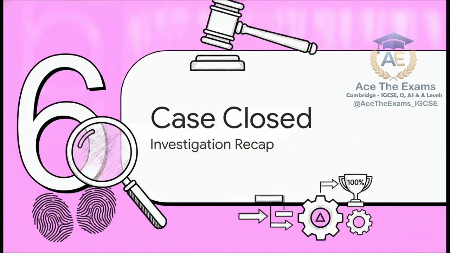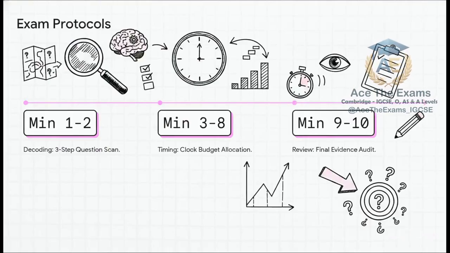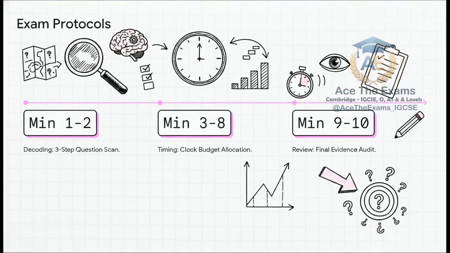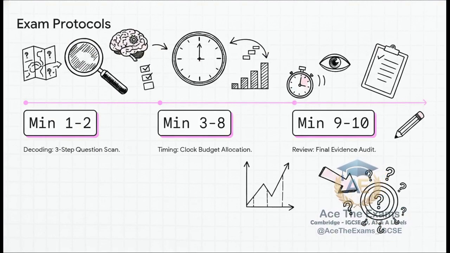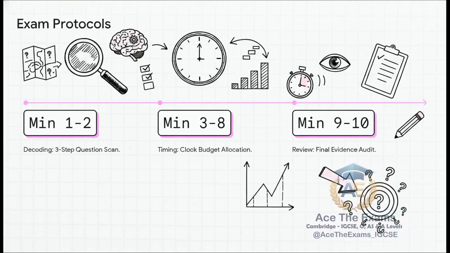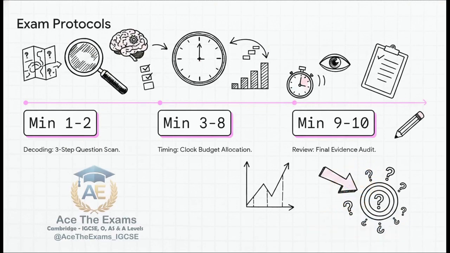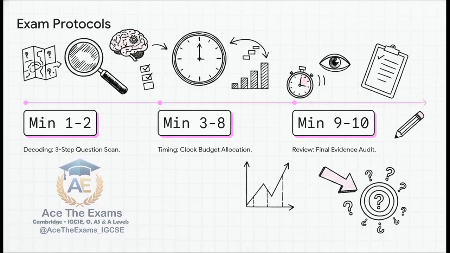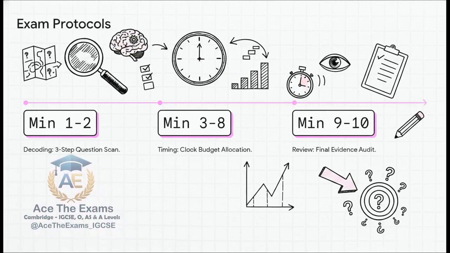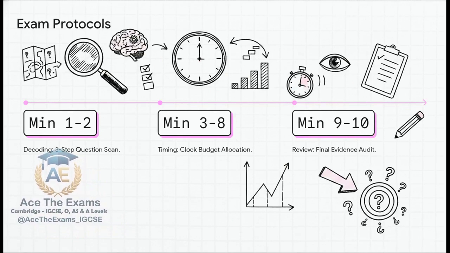Section 6, Case Closed. Let's do the final investigation recap. Excellent forensic work today, team. Let's compile our final, high-scoring protocols to ensure you achieve that 100% case resolution score on exam day. To guarantee success in every single differentiation question you face, you must always follow these 3 chronological rules. Phase 1, decoding. Always execute a 3-step question scan. Extract the hard data, identify the specific variables you need to differentiate, and mentally map out your logic string before your pen touches the paper.